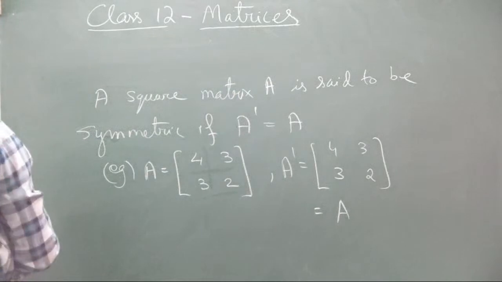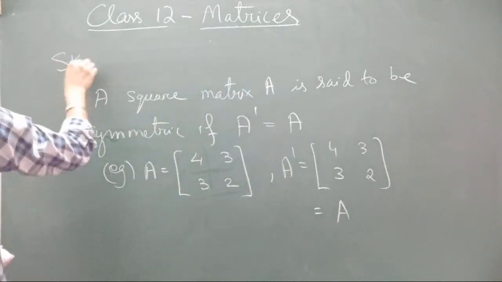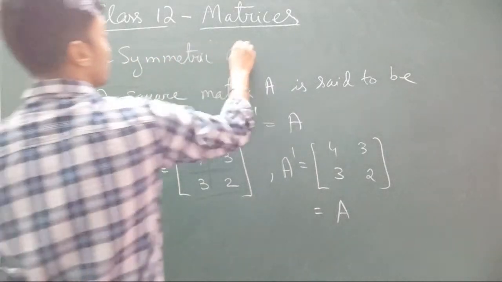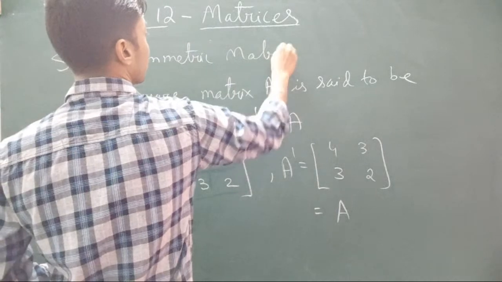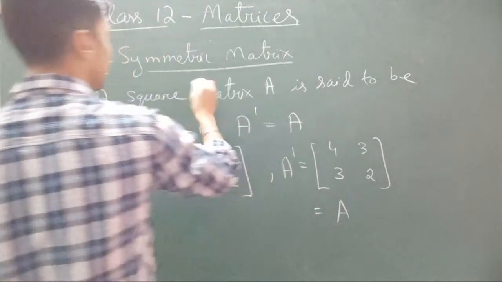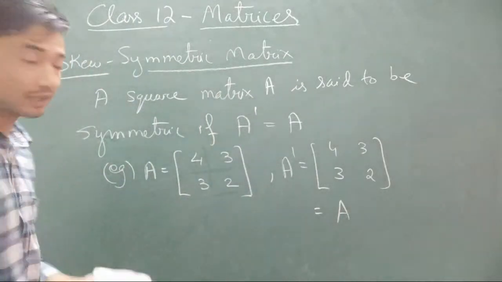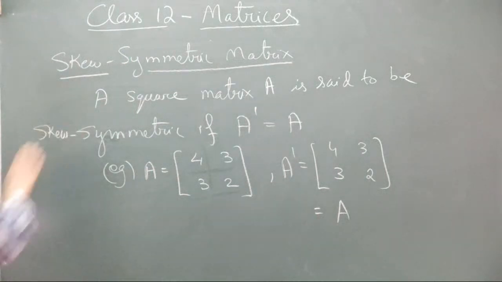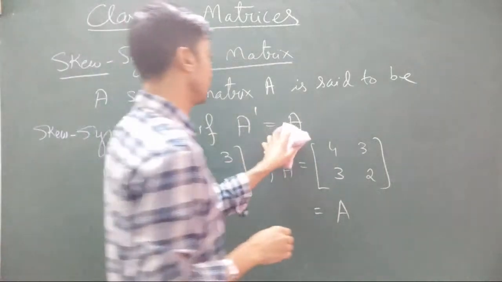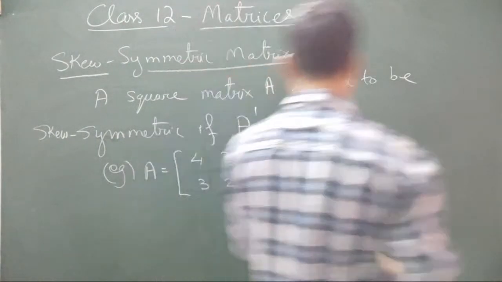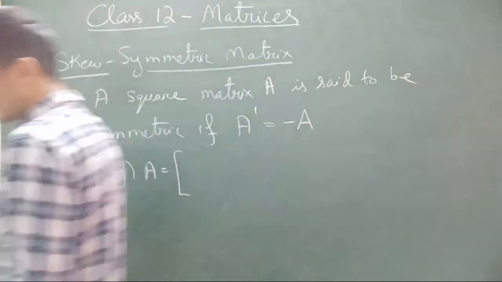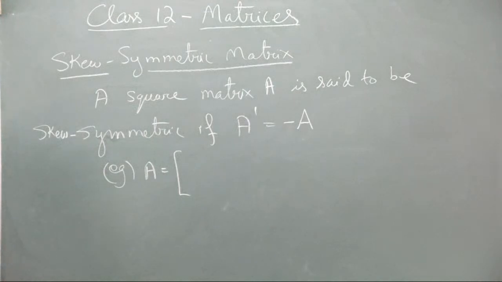The next one. Skew-symmetric matrices. The matrix A is a square matrix, always a square matrix, not rectangular matrices. A square matrix is said to be skew-symmetric if the transpose of the matrix is equal to the negative of the matrix. That's the condition with skew-symmetric matrices. If the transpose of the matrix is equal to the negative of the given matrix.